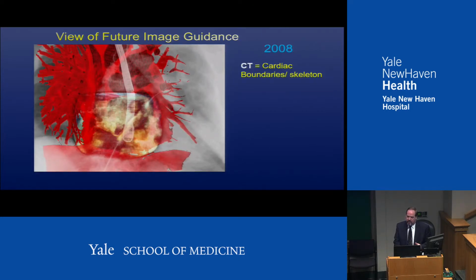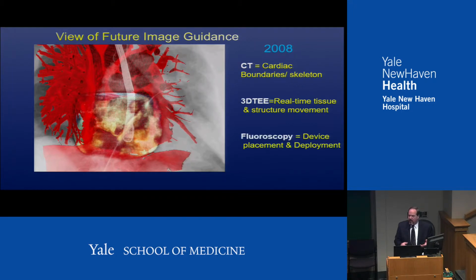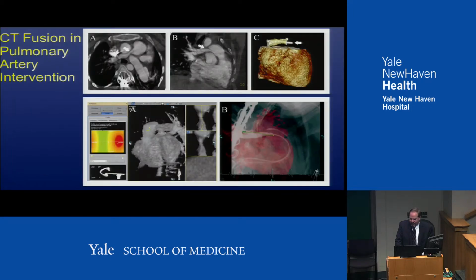So each one of these provides something: skeleton, tissue, and then device deployment and placement. So this was our concept in 2008. We're a long ways from there, but we haven't gotten there completely. So this was one of our early studies in which the CT I wouldn't say is great quality, but this is a person with trisomy who wasn't as cooperative as you like, but got a pretty good study.